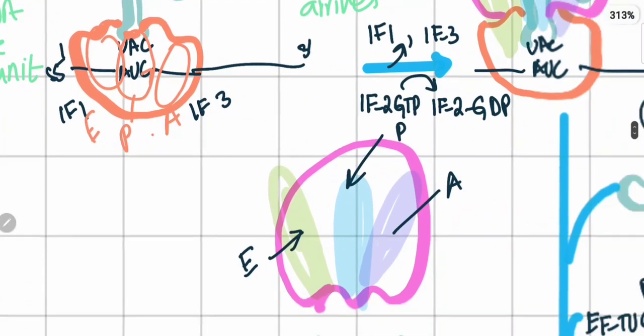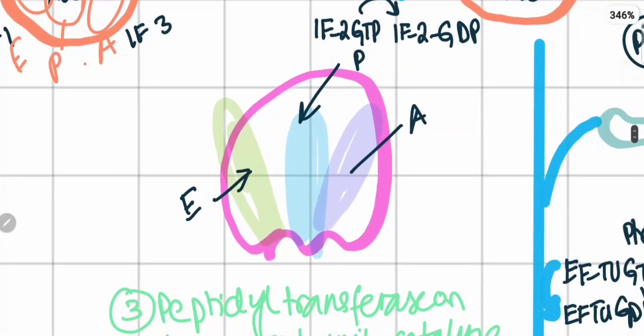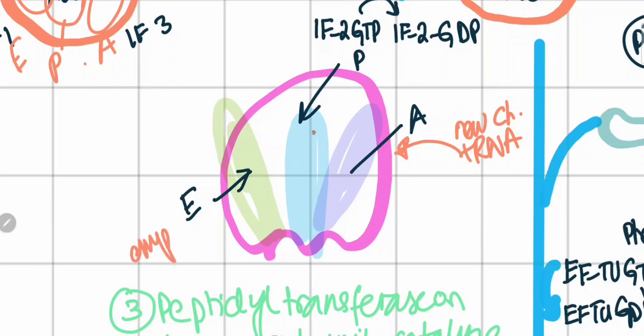Now let me show you in the large subunit, that's better. This is the A site. The A site is mostly where a new charged tRNA is going to enter. The P site is where the magic happens. It is the prime minister seat, and the E site is basically the empty site. Everything is going to leave here.